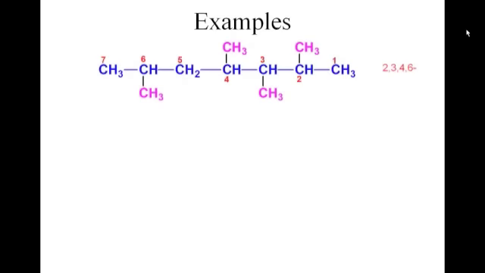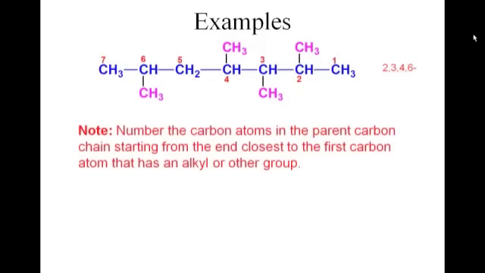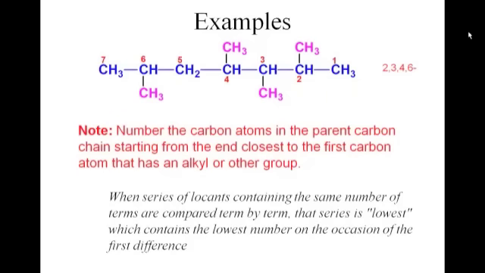Now I need to number my carbons in such a way that I start at the end closest to the first substituent. Well, that's kind of funny, because in this example, whichever direction I start numbering from, I would have a methyl group at carbon 2. So starting from the end closest to the first carbon atom that has an alkyl group or other group, I have a methyl group at the second carbon in either direction.